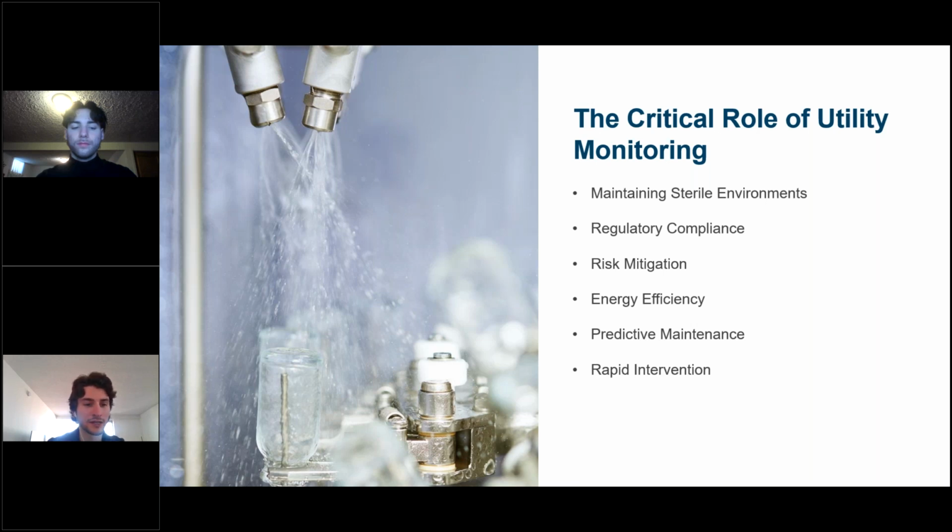There's also rapid intervention. So in the event of a utility-related contamination incident, monitoring systems can trigger alarms or alerts, enabling rapid response to contain and address the issue before it affects your product quality as well.